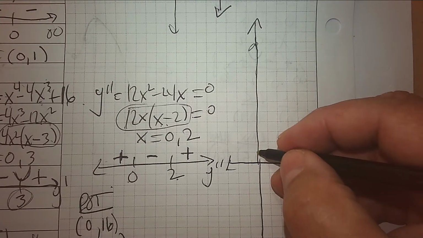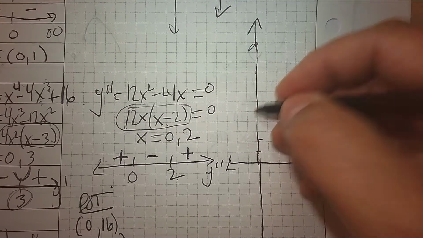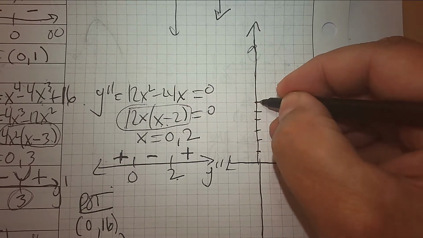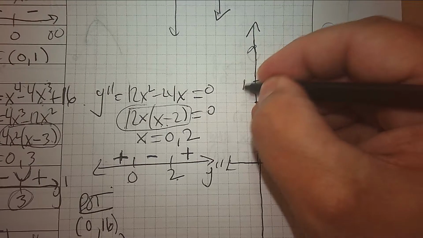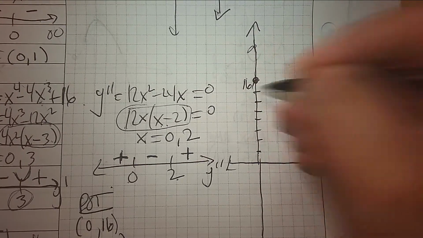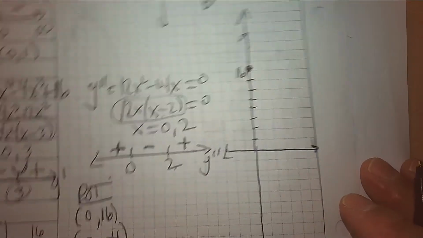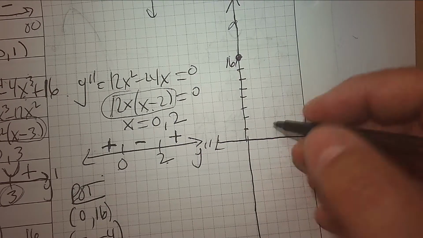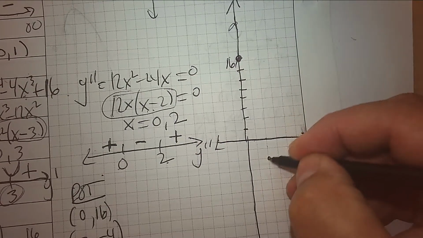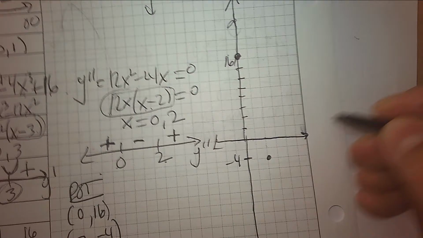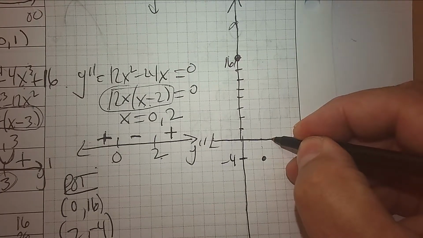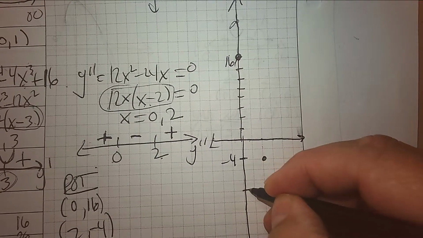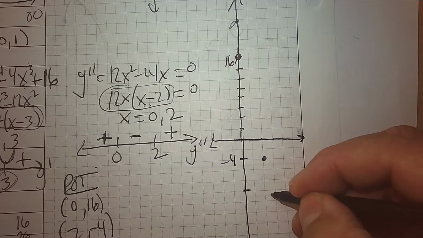I'm going to count by twos. Is that okay if I count by twos? Because one point is at 0 and 16, and then we have another point at 2 and negative 4. So I'm going to count by twos. And then 3 and negative 11, which is going to be in the middle.